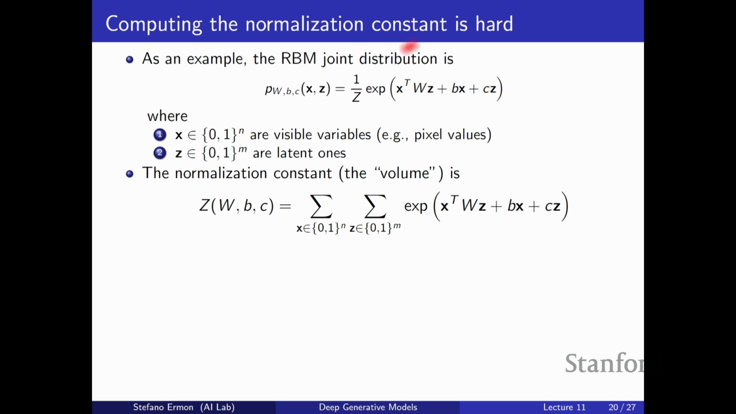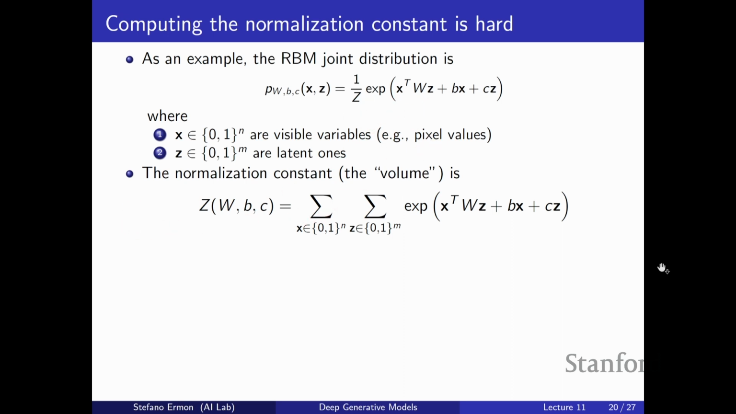Computing the exponential of this energy function is super easy. There's just basically a bunch of dot products. But the normalization constant is very expensive. The normalization constant is going to be a function of W, B, and C, so the theta, the parameters that you have in the model, which in this case are these biases, B and C, and this matrix W.